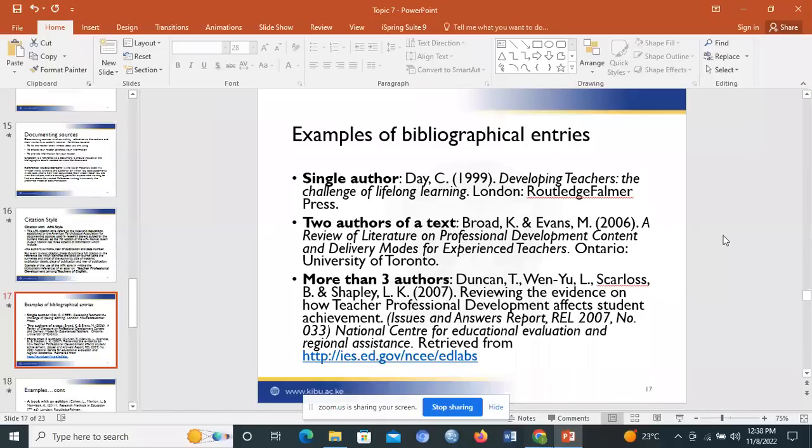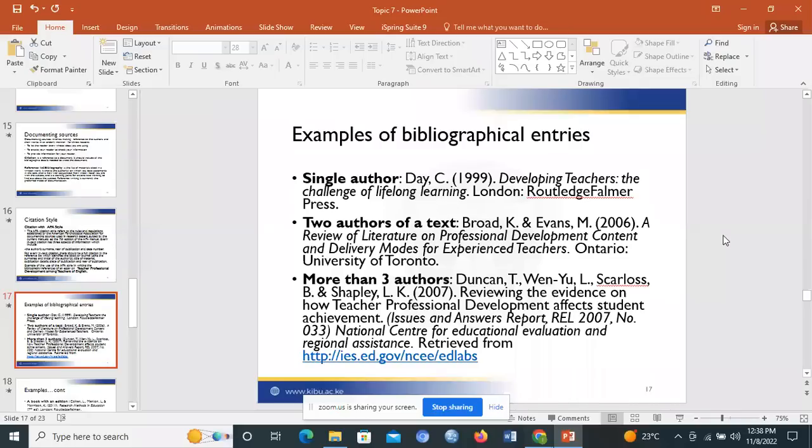Then we have the title of the text, A Review of Literature on Professional Development Content and Delivery Modes for Experienced Teachers. Again, I've said if you were writing in an exam, that title will be underlined. But if you are typing an assignment for submission, then that title is in italics. This material was published by University of Toronto in a city called Ontario.